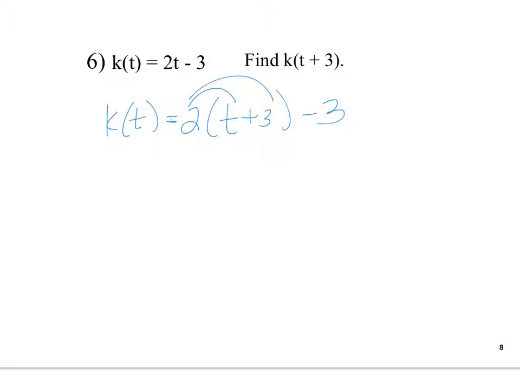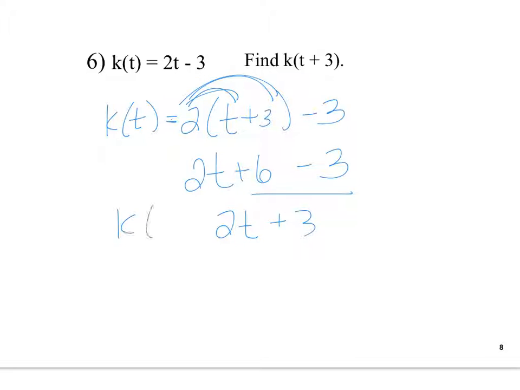Here we'd have to distribute in. 2t plus 6 minus 3. Once we've done the multiplication, we can get rid of the parentheses. So then we can combine these two like terms. So k of t plus 3, excuse me, k of t plus 3 is 2t plus 3.